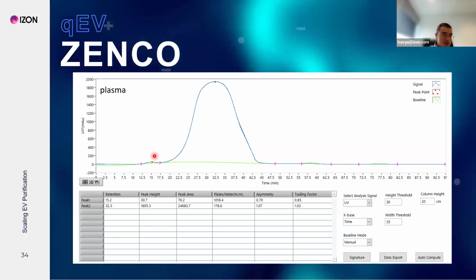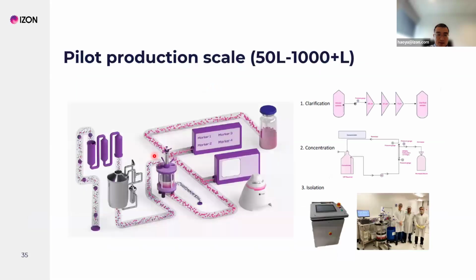And as mentioned in the video, the Zenco system can be used for up to 400 ml loading to QEV columns. If we take TFF concentrating into consideration, for example, 20 times and 40 times concentrating, that means the QEV Zenco can handle from 8 liters to around 16 liters, so 8 to 16. So that's the QEV Zenco handling under 20 liters of cell culture medium.